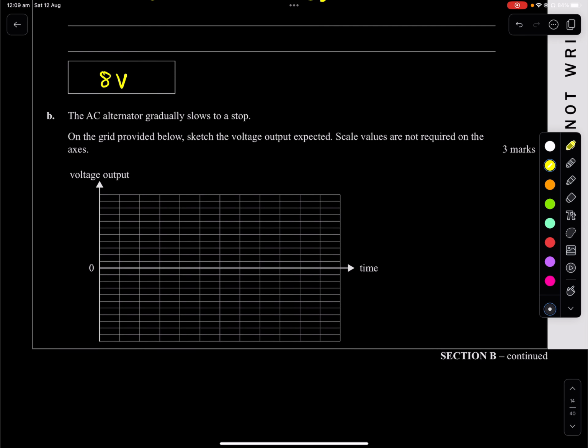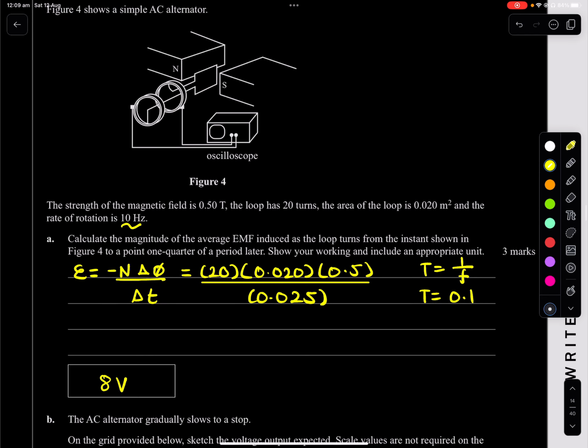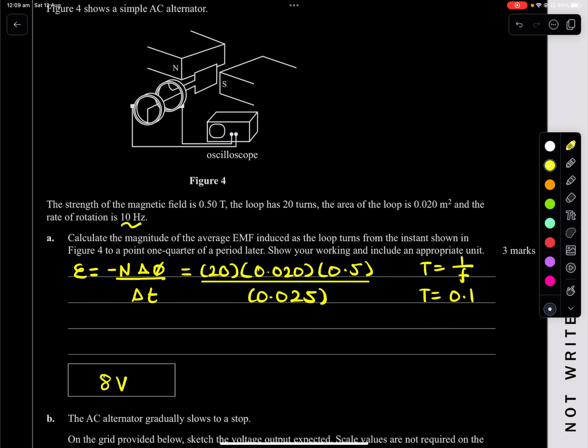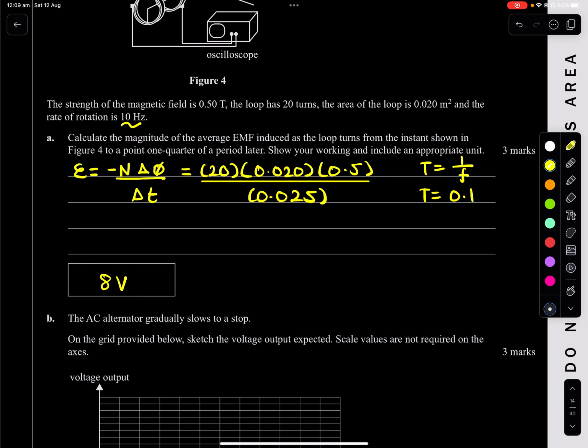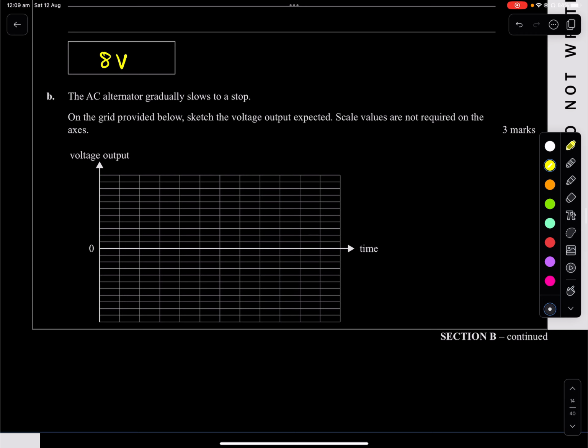The AC alternator gradually slows to a stop. On the grid provided below, sketch the voltage output expected. Scalar values are not required on the axis. Because it starts slowing down, this is how your voltage output should look.